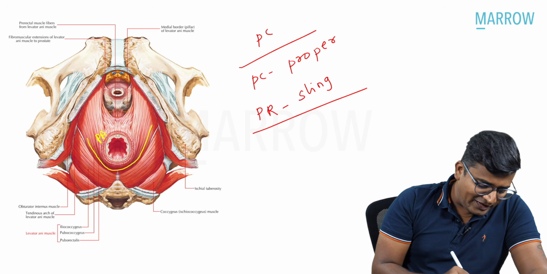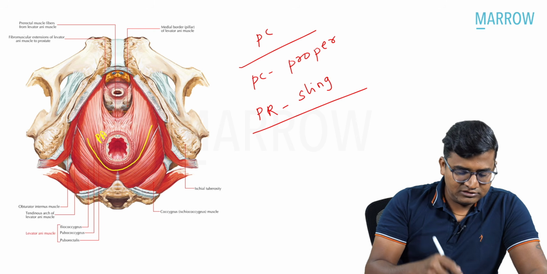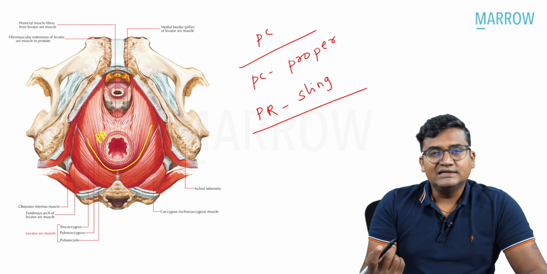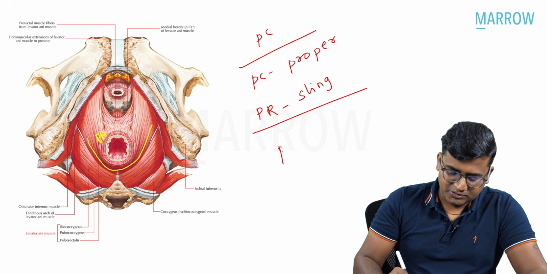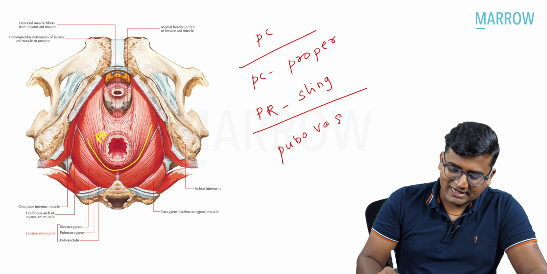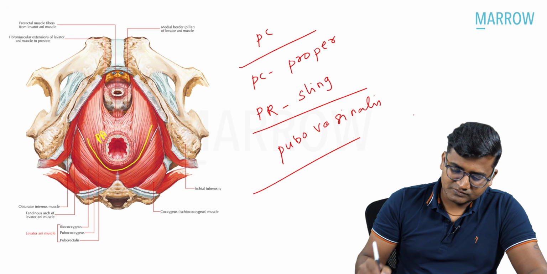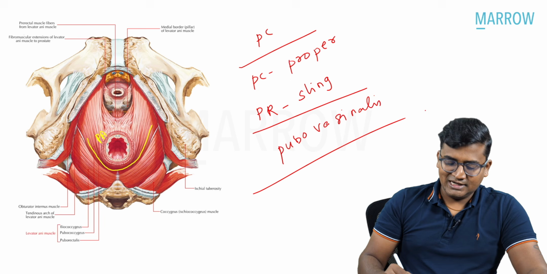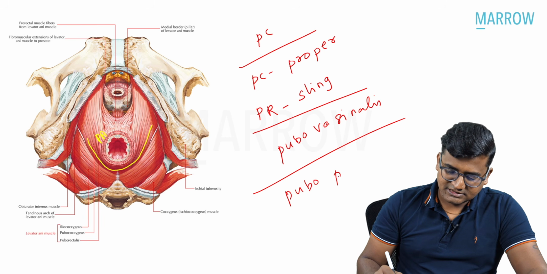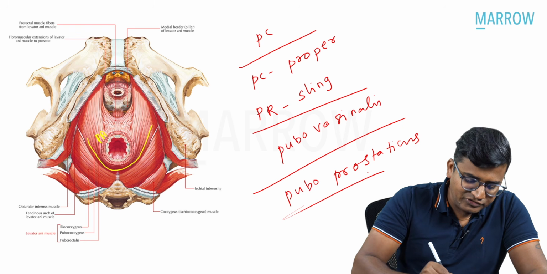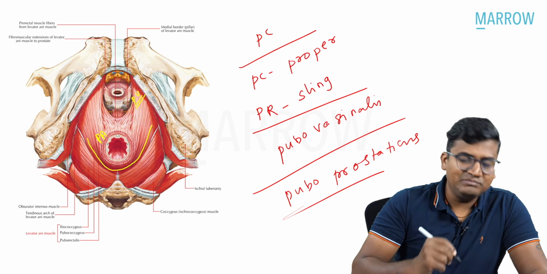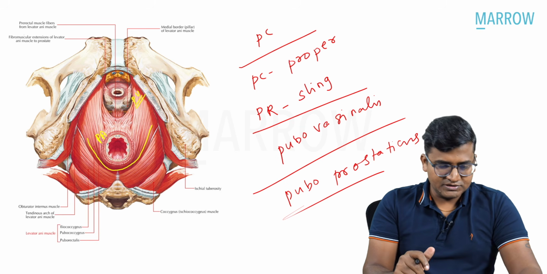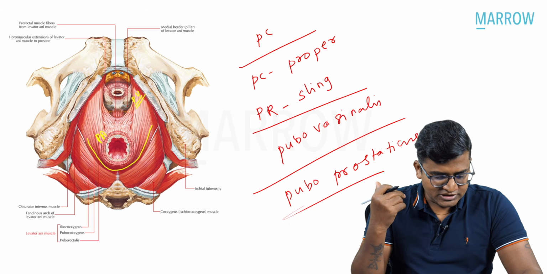Now in female, on either side of vagina, this is a male diagram. In female, yes, on either side of vagina, pubovaginalis is present. Female pubovaginalis. And in male, instead of pubovaginalis, puboprostaticus. And on either side of urethra, this is our pubourethralis. So just remember the names. These are the subtypes of pubococcygeus. Okay, right.